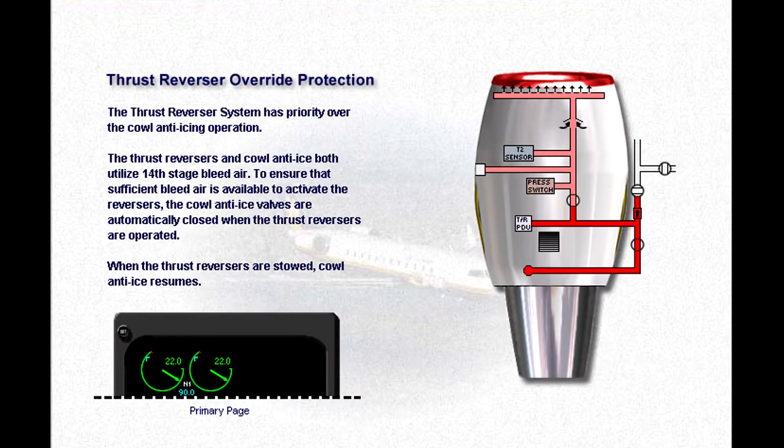Thrust reverser override protection. The thrust reverser system has priority over the cowl anti-icing operation. The thrust reversers and cowl anti-ice both utilize 14th stage bleed air. To ensure that sufficient bleed air is available to activate the reversers, the cowl anti-ice valves are automatically closed when the thrust reversers are operated. When the thrust reversers are stowed, cowl anti-ice resumes.